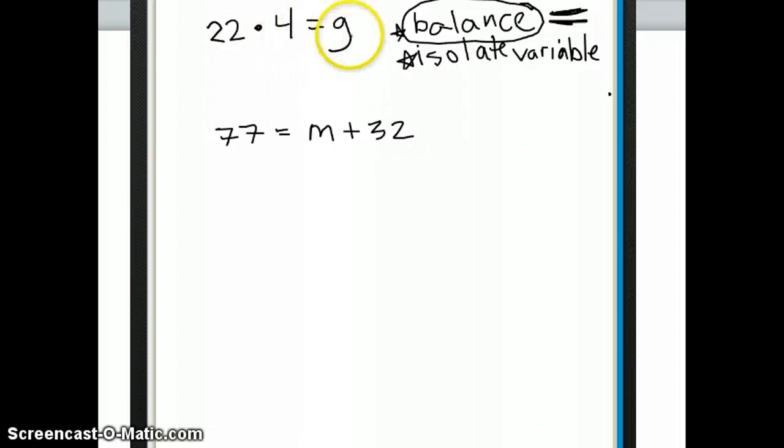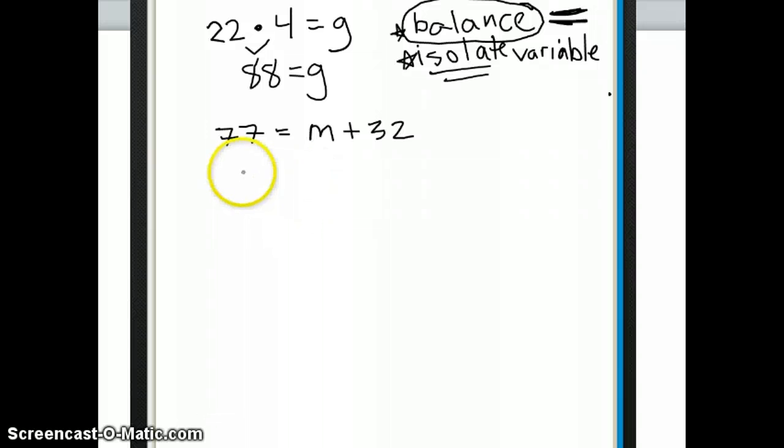So the variable g is already isolated. It's already by itself. So we know g equals 22 times 4. All we need to do is the mathematical operation, in this case multiplication, to find the answer. So we find that 88 equals g, or g equals 88. We could do that because the variable was already by itself. The problem itself told us that g equals 22 times 4, which is the same as 88.